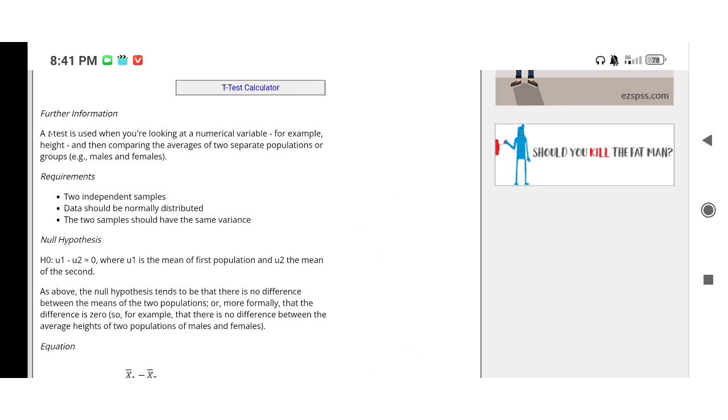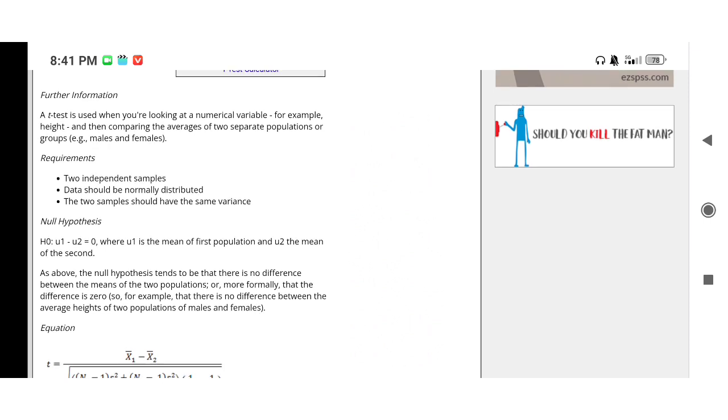Hello. So for today's video, I will be discussing the t-test for independent samples. By definition, the independent samples t-test compares the means of two independent groups in order to determine whether there is statistical evidence that the associated population means are significantly different.